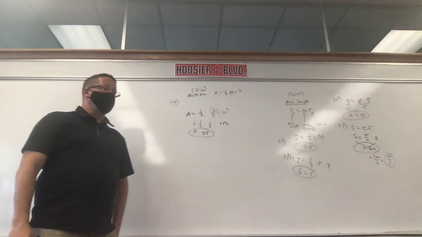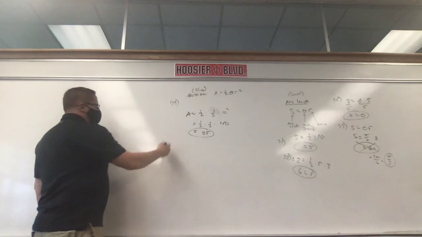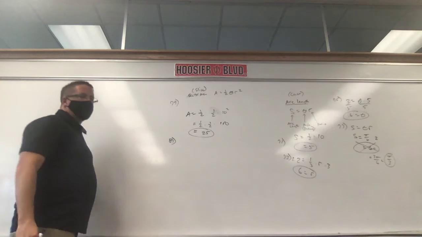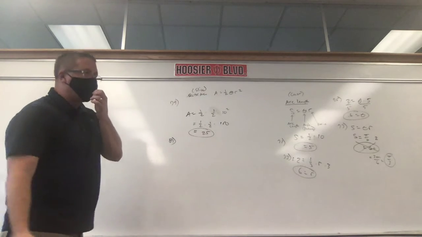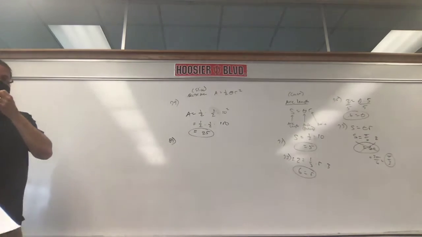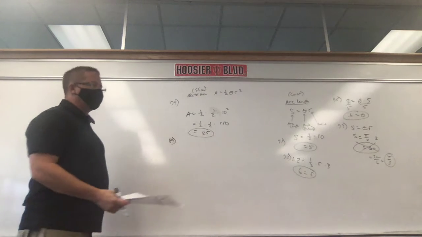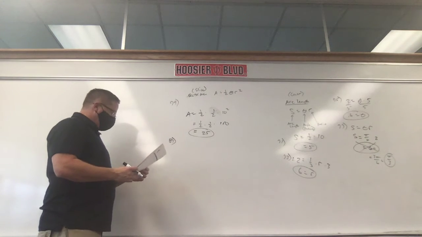Okay, just plugging stuff in. We get the answer. So it would be 25, whatever our units were. If it was measured in miles, it'd be 25 square miles of pizza. That's a lot of pizza. Okay, if it was feet, 25 square feet of pizza, which is still a pretty good amount.